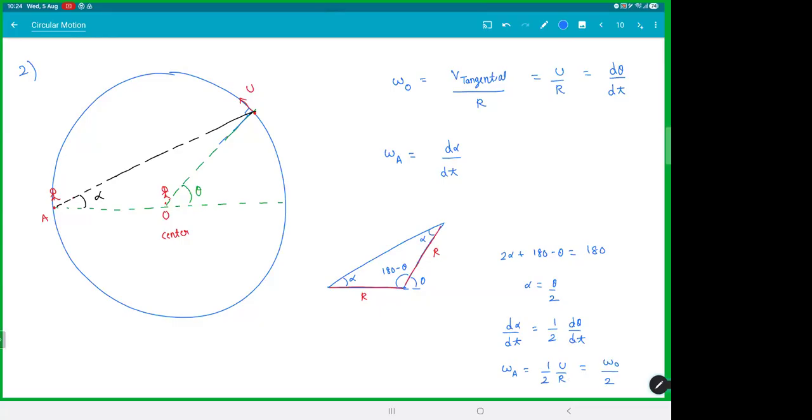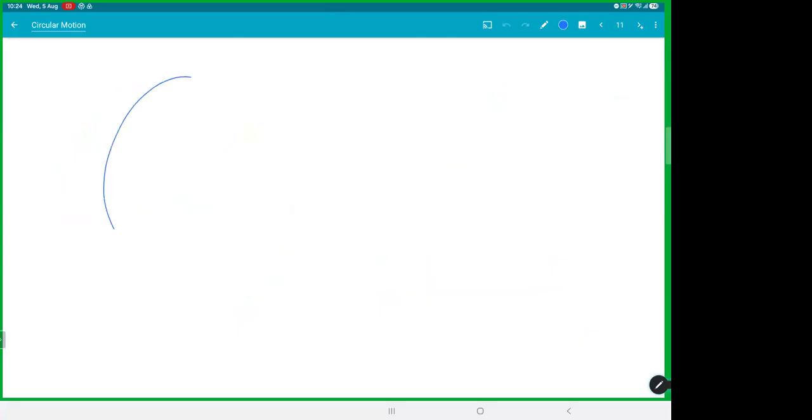So the person A will think this particle is going slower, with half of the angular speed as O. This is a much better way to do it, using the angles directly. But if you want to do it the v tangential way, then yes, we can do it. You have to put in a little effort.